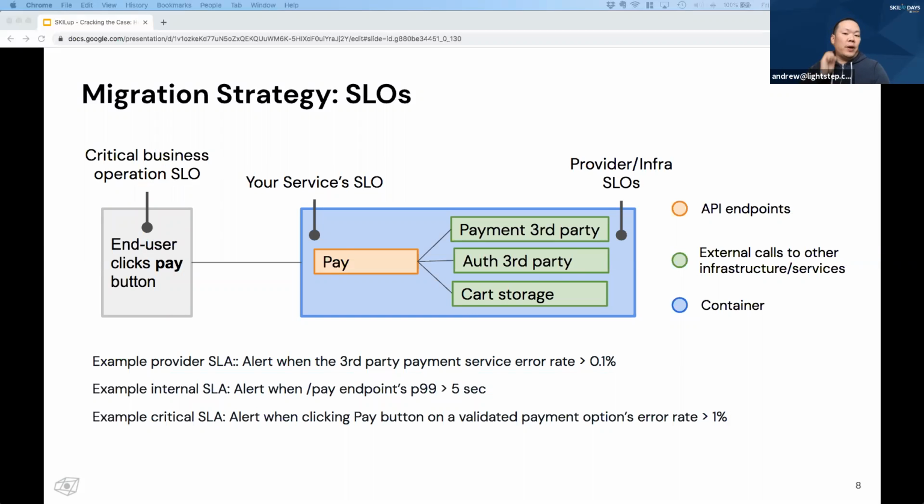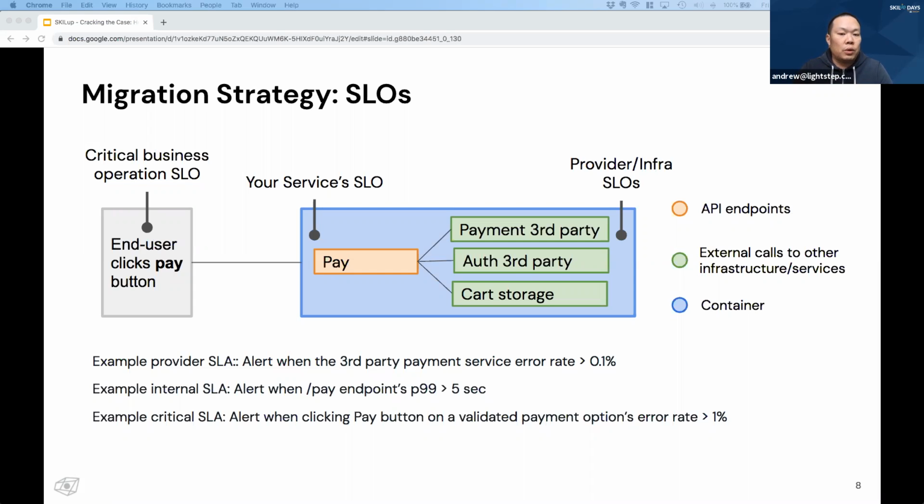So here's an example of how you might go about defining your SLOs. The business critical SLO here is that when an end user clicks the pay button, the payment executes without errors and quickly. Your own payment service is directly called by the business critical operation. It might also be called by other services. This is where you would define your service's SLO in terms of response times, uptimes, and error rates.